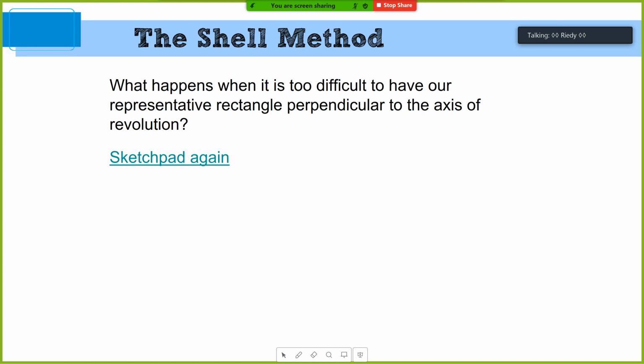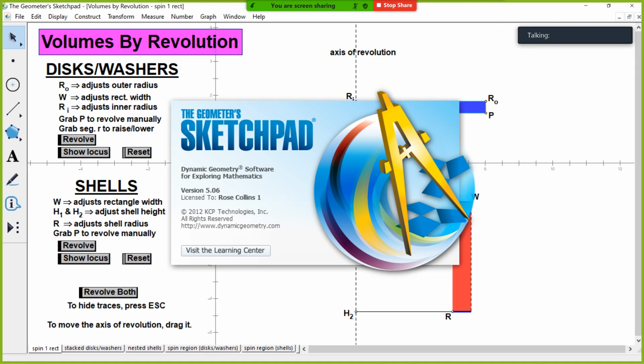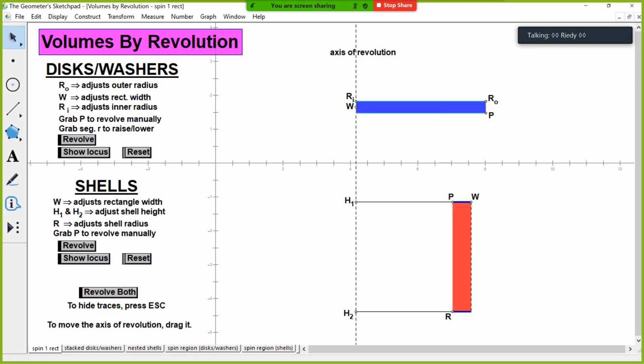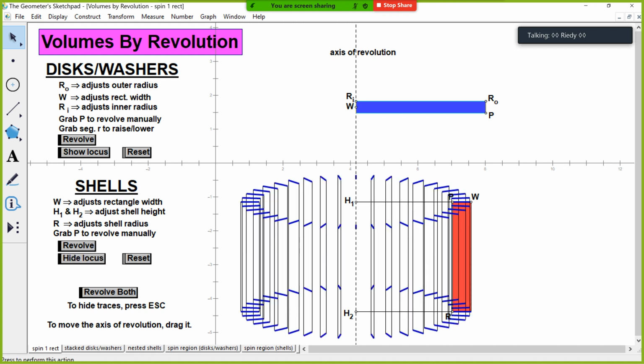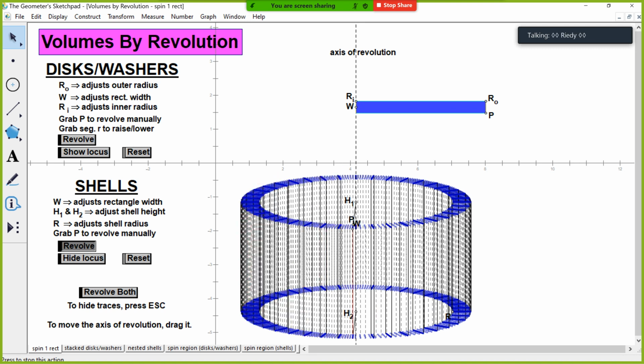Let's go back to this sketch pad thing and look at this case. Okay, so down in the bottom here where it says shells, now all of a sudden I've got a representative rectangle that's parallel to the axis of revolution. And when we revolve it, whoa, that's what I meant to do. There we go. We get that. And that's called the shell. Okay, so let's talk geometry. How do you find the volume of that thing?